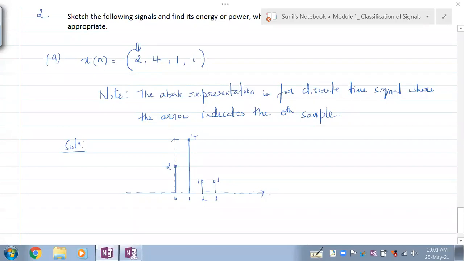So this is the signal that you have to write. See, writing this as x of n is also important, and writing this n is also important because the x-axis is n, discrete time. So this is the sketch.